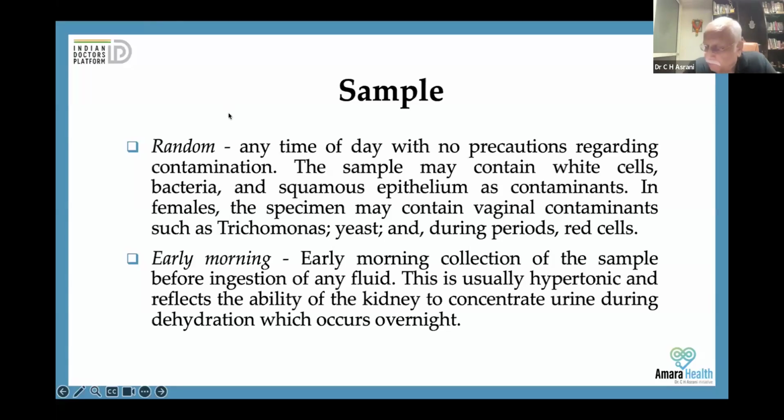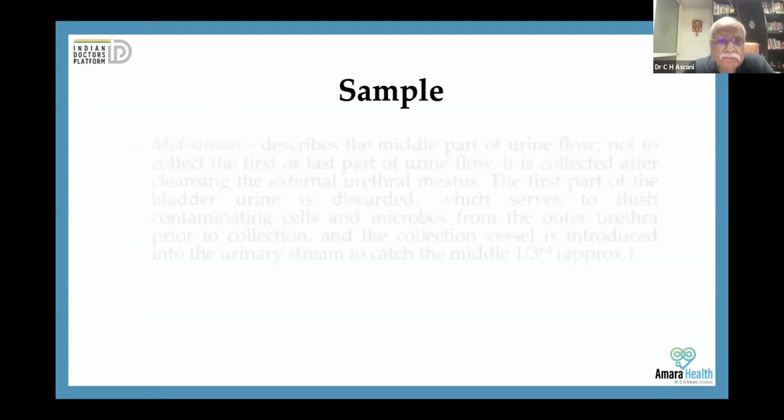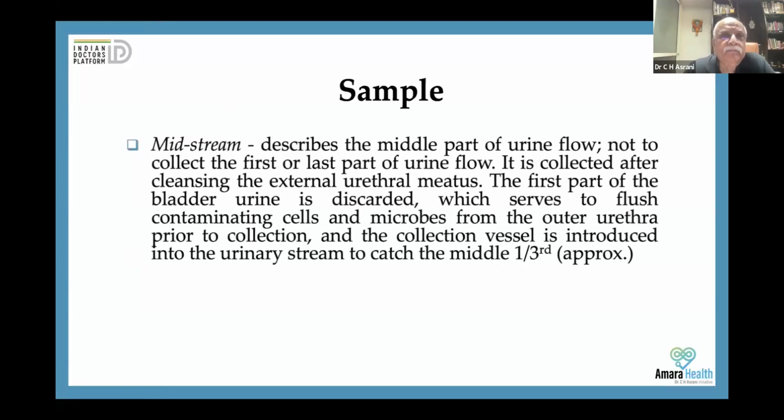So first sample, if it is done without any intake of water, it turns out to be hypertonic, don't worry. Midstream sample, you have to tell the patient, roughly divide the urine stream into 3 parts. First and third to be discarded, middle one to be collected. Midstream describes the middle part of the urine flow, not to collect the first or last part of the urine flow. It's collected after cleansing the external urethral meatus.